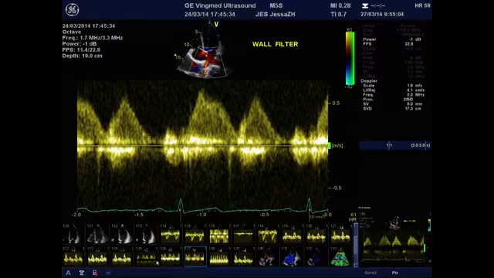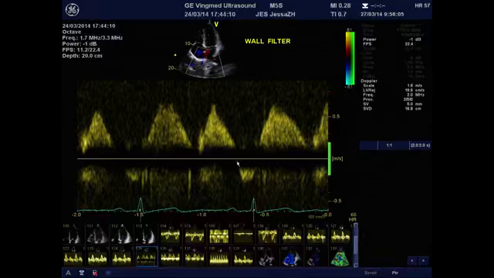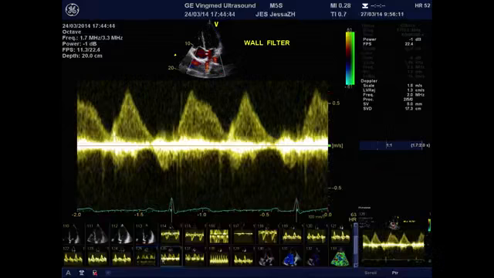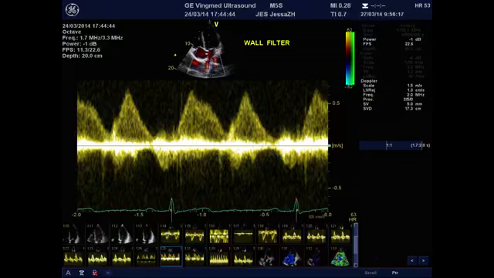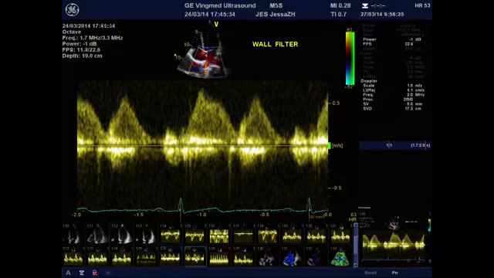If you put it too high, you can't see the duration of the atrial reversal. If you put it too low, you have the noise from the wall or the muscular part of your pulmonary vein, and this will also not allow you to correctly measure the duration. So the use of your wall filter when measuring a pulmonary vein or when measuring a very weak aortic insufficiency is very important.